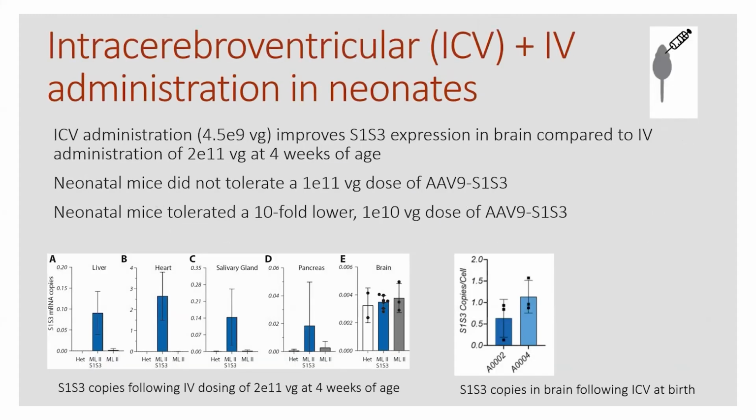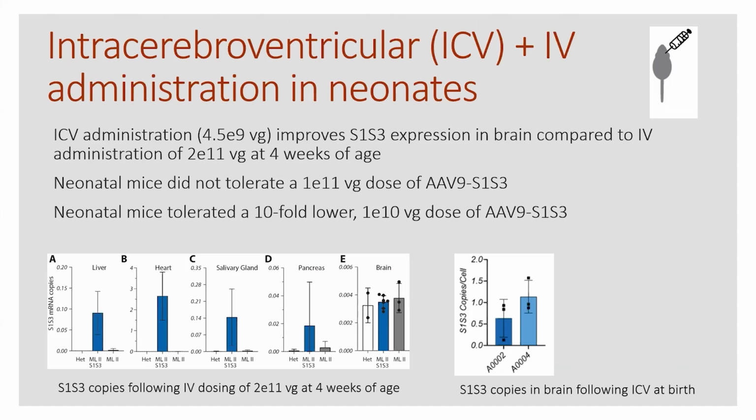So we next started a pilot to study intracerebroventricular injection in the neonatal mice. We first administered 4.5 times e to the 9th vector genomes of the AAV9 with S1, S3 into the mice, and it definitely improved the expression of S1, S3. So I've reproduced that same graph you saw before on the bottom left from the intravenous injection of the gene therapy at 4 weeks of age.